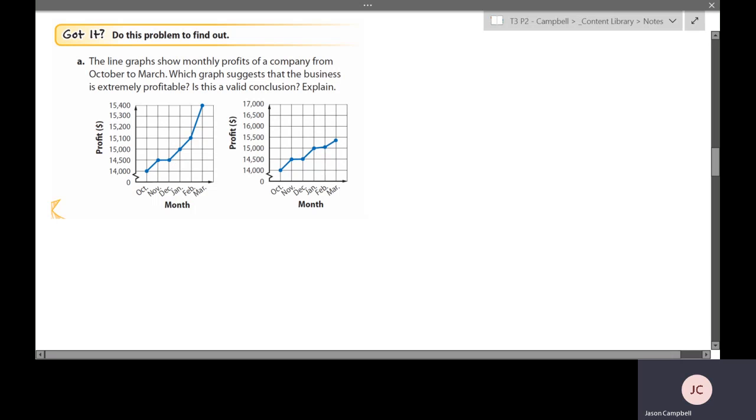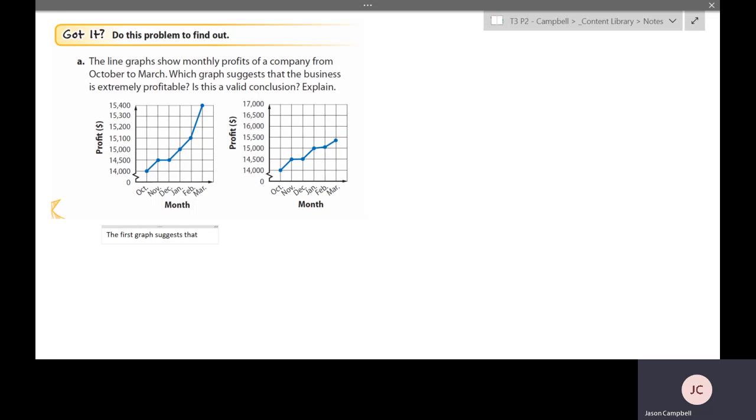Got it A says the line graphs show monthly profits of a company from October to March. Which graph suggests that the business is extremely profitable? That would be the first graph. So the first graph suggests that the business is extremely profitable.